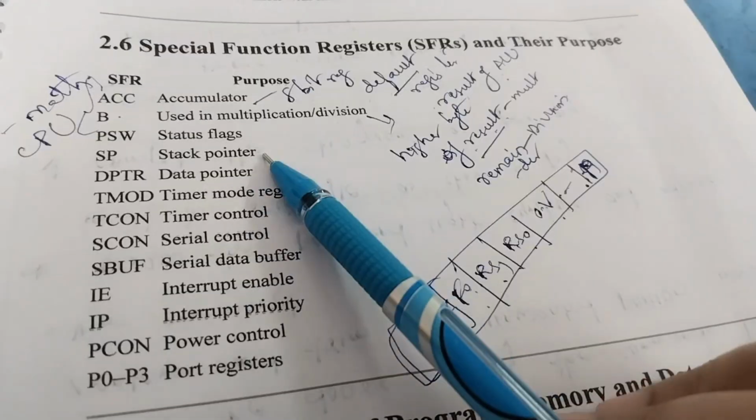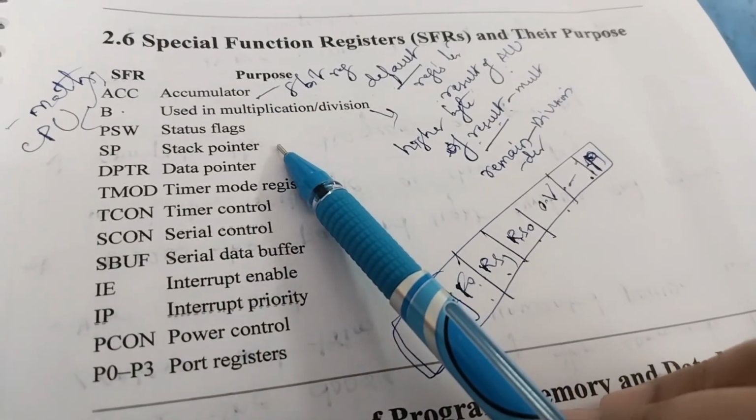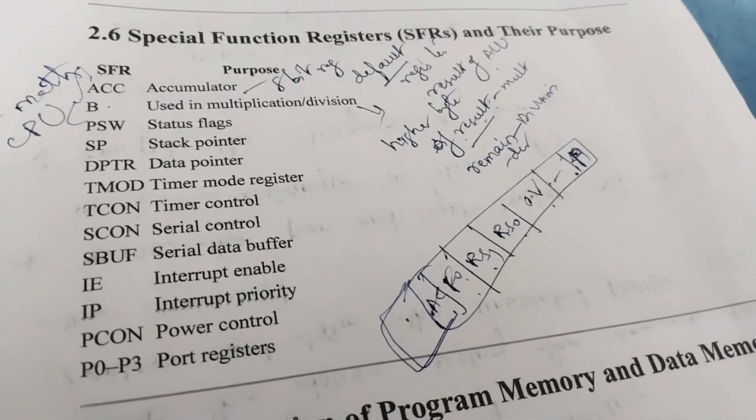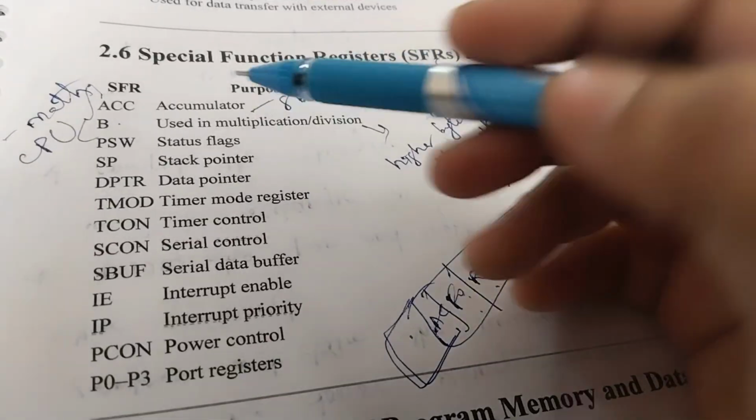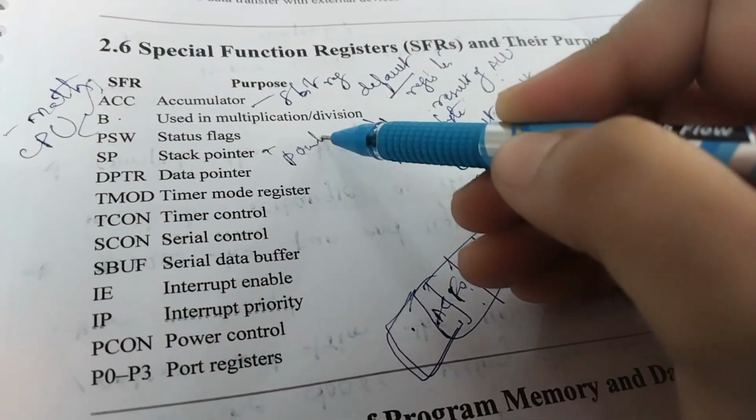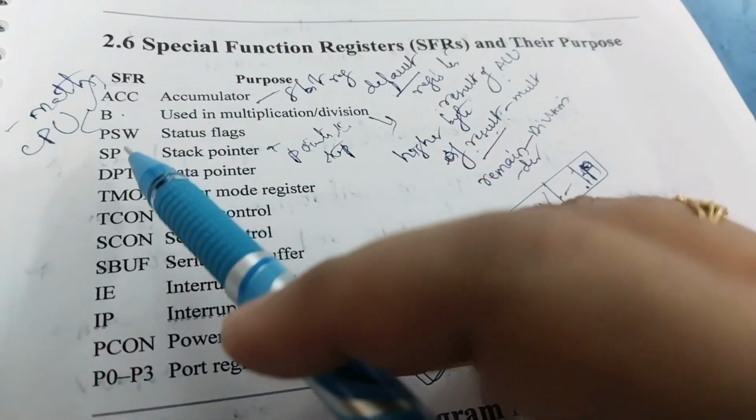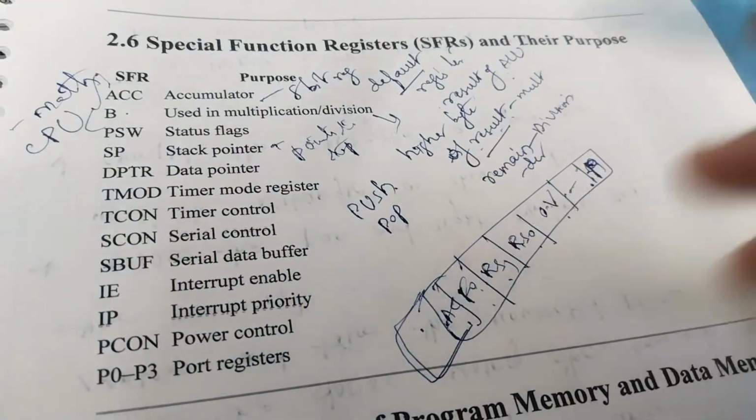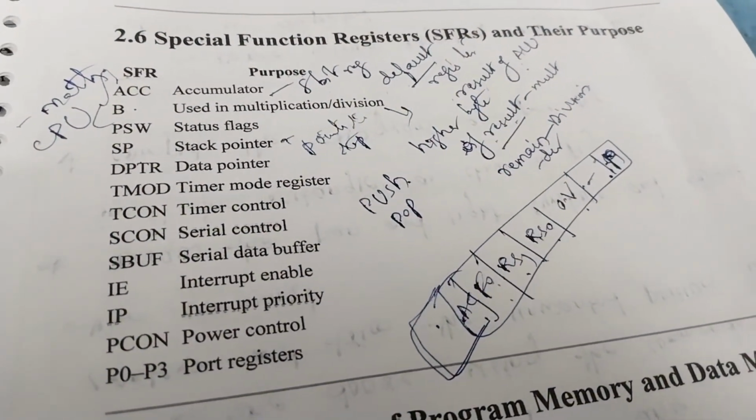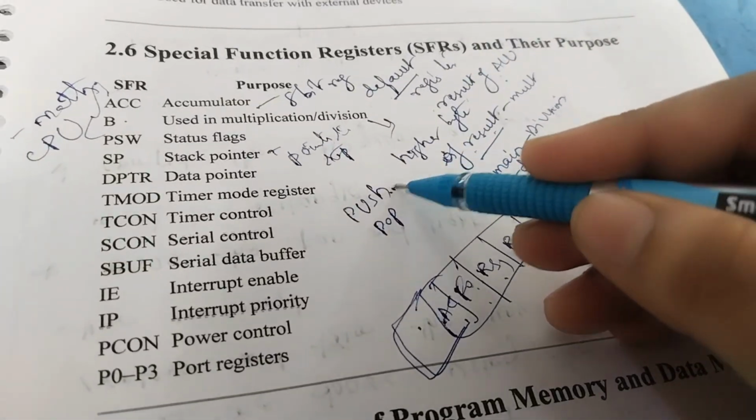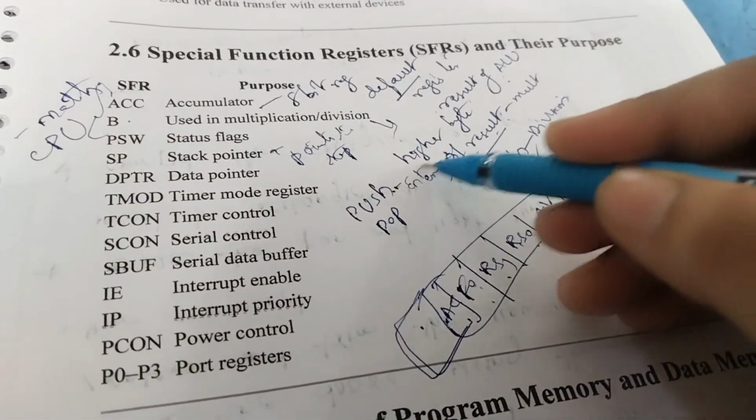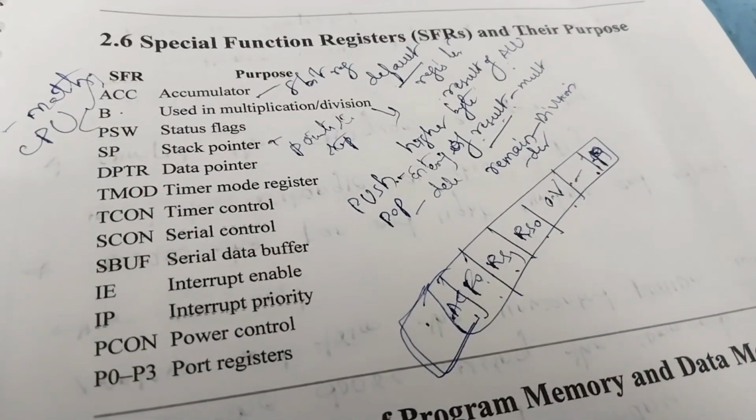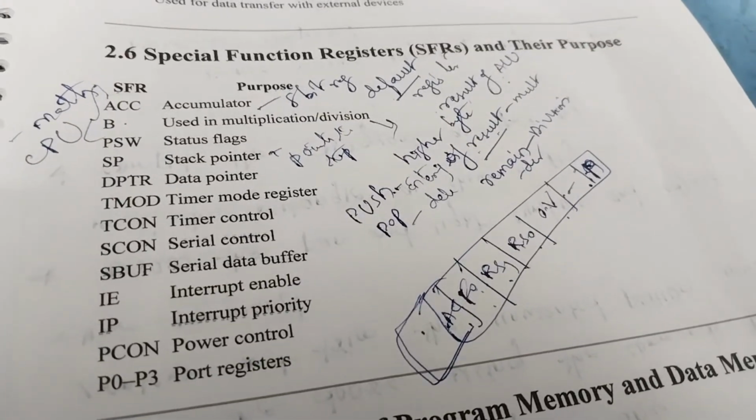And next special function register we have stack pointer. Stack pointer is a special purpose register. It is used to point to the top of the stack. So it always points to the top of the stack. It performs two operations. One is push operation, second is pop operation. Push means inserting the data onto the top of the stack, and pop means deleting the data from the top of the stack.